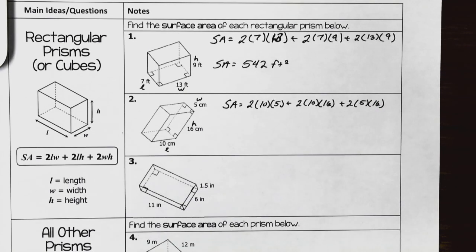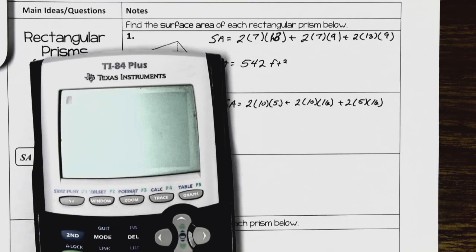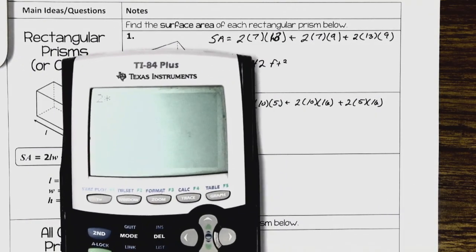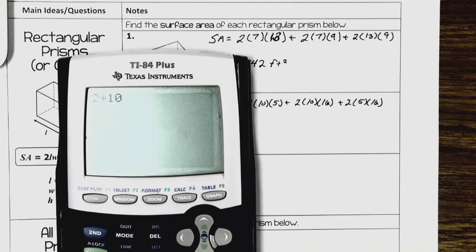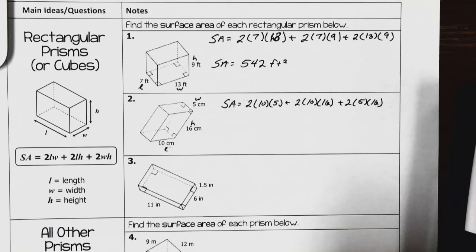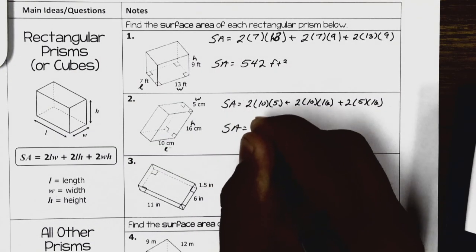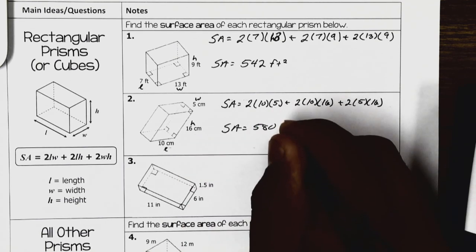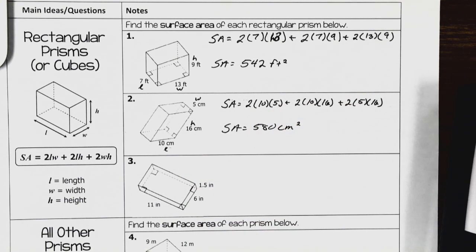There it is. So once again, just type that all into the calculator. You don't have to put the parentheses either. You can do 2 times 10 times 5 plus 2 times 10 times 16 plus 2 times 5 times 16. Press enter, and there it is, 580. So surface area equals 580, and because they're centimeters, it would be centimeters squared.